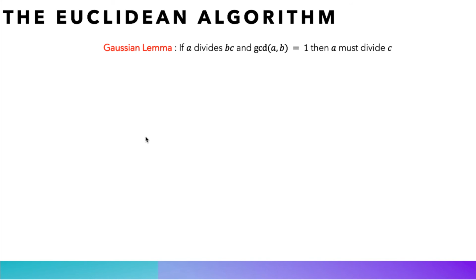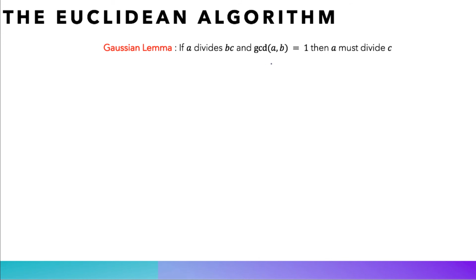We now prove another very important consequence of the Bézout identity, which is the Gaussian Lemma, due to His Excellence Carl Friedrich Gauss. Our lemma says if a divides bc and GCD of a and b is equal to 1, which means that a and b do not share any common divisor greater than 1, then a must divide c. This might seem for you a trivial fact, but it needs a correct proof.